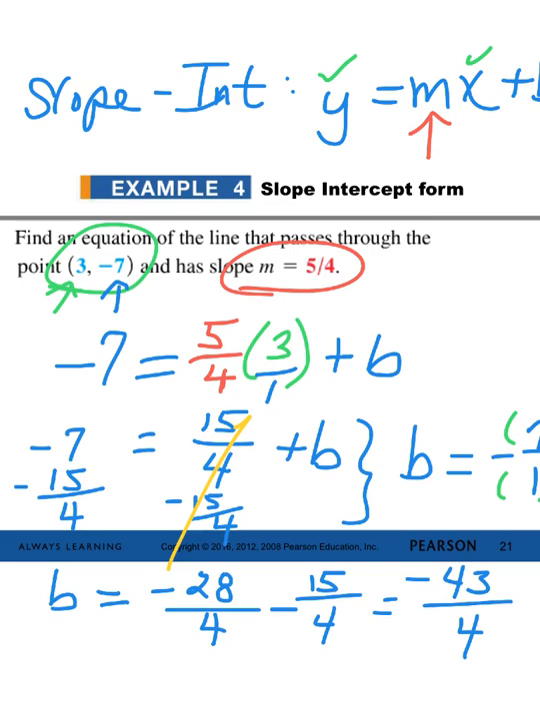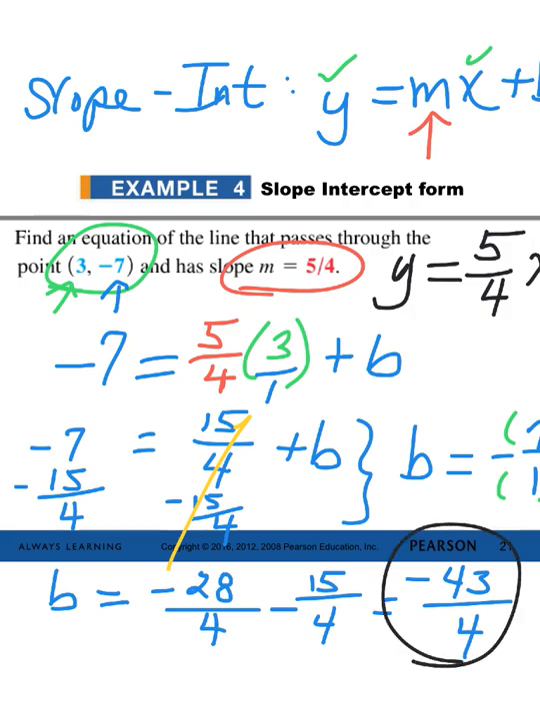So the equation that we're looking for is y equals 5 over 4 times x plus our y-intercept, -43 over 4. Or y equals 5/4 times x minus 43 over 4.